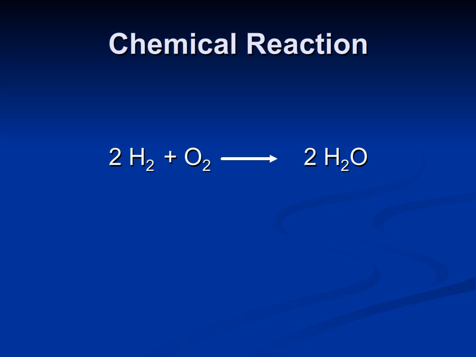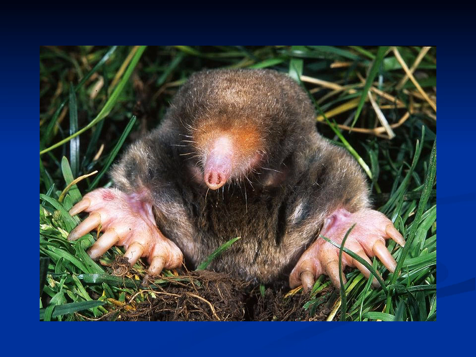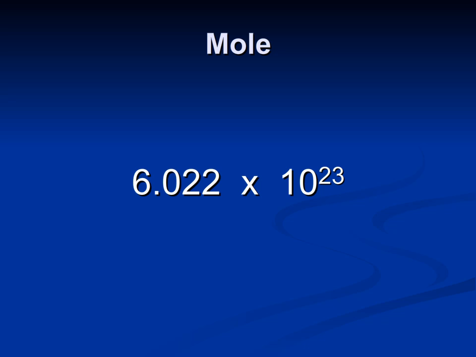Let's look at this equation. Hydrogen and oxygen combine to form water. But how much hydrogen and oxygen do we use? Well, in a lab, we use moles. No, not those kind of moles. This kind of mole. 6.022 times 10 to the 23rd. That number is a mole.